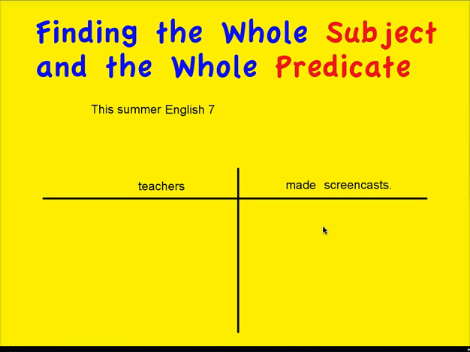Which teachers made those screencasts? Well, because English 7 describes the teachers, I'm going to put it on this side of the T-chart. And now we have this summer left. Does that describe the teachers or when they made the screencasts? I think it describes when they made the screencast, so it should go in the describing part of the predicate.